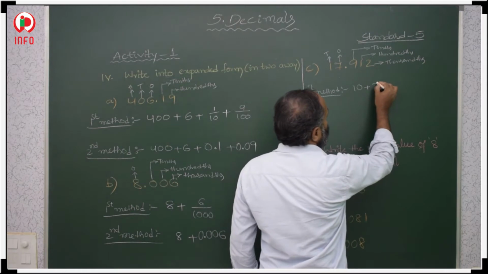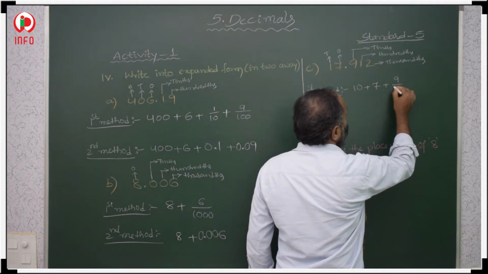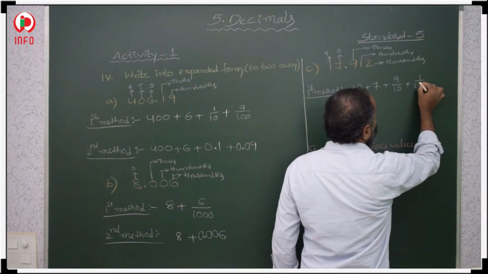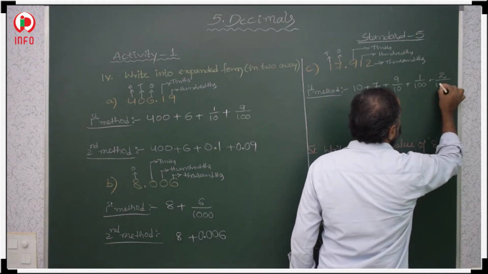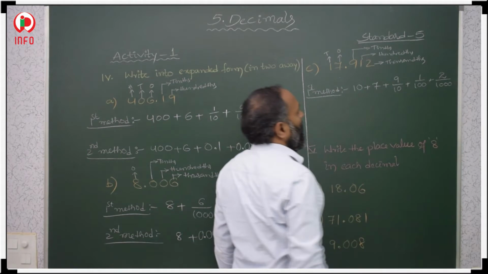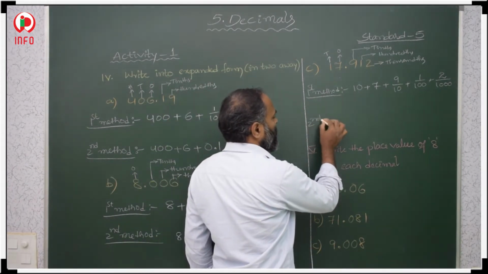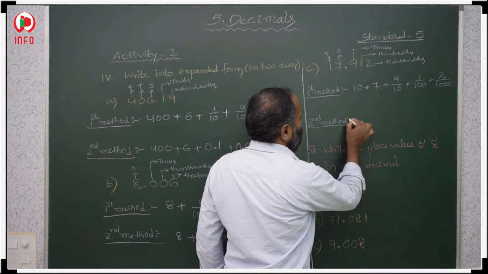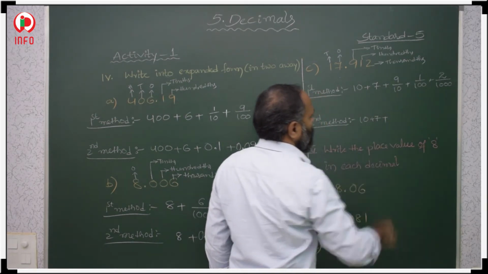7 is in ones place, 7. Then 9 is in tens place, 9 by 10. And 1 is in hundreds place, 1 by 100. 2 is in thousands place, 2 by 1000. In the second method, 10 as it is, plus 7 as it is, plus.